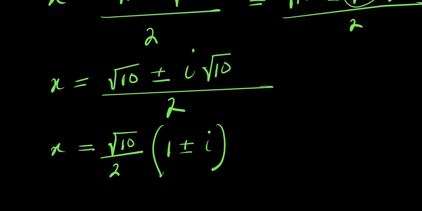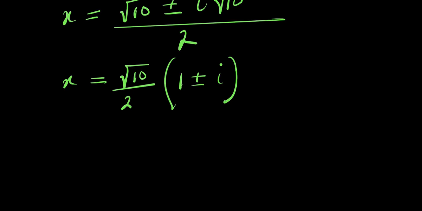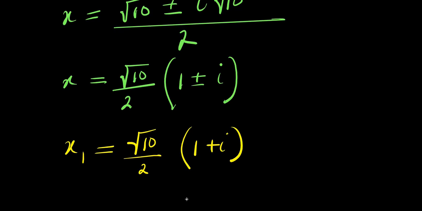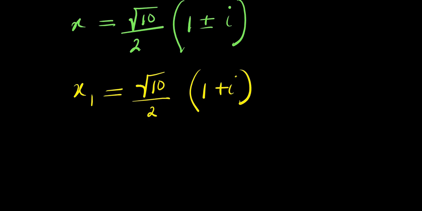So we have two values there. That means my x1 is root 10 divided by 2 times 1 plus i. My x2 is root 10 divided by 2 times 1 minus i.